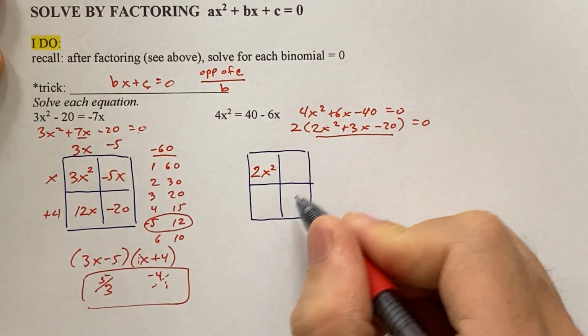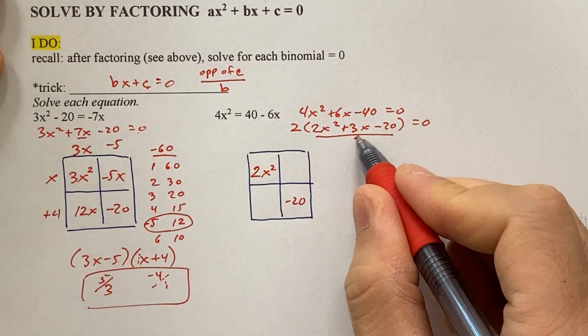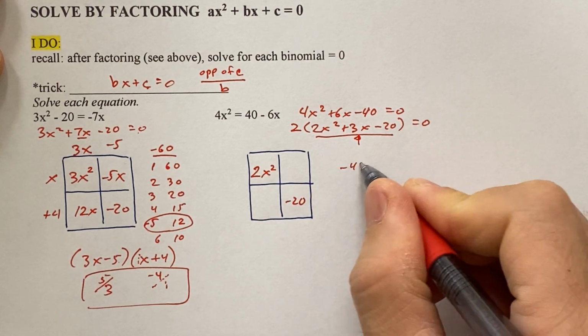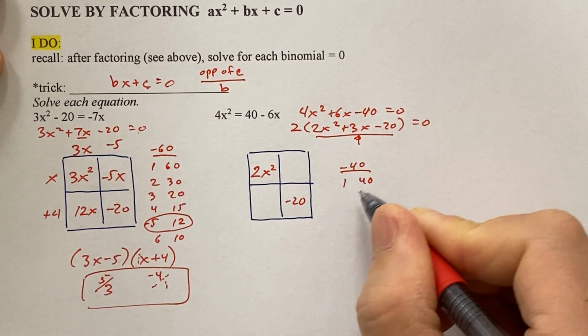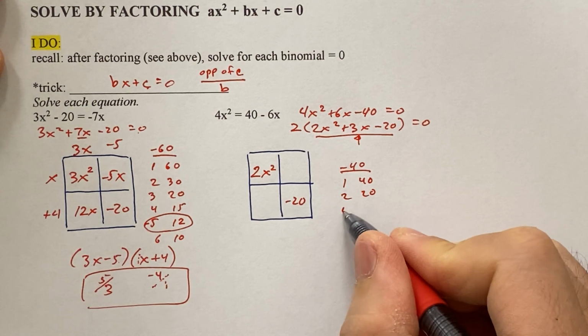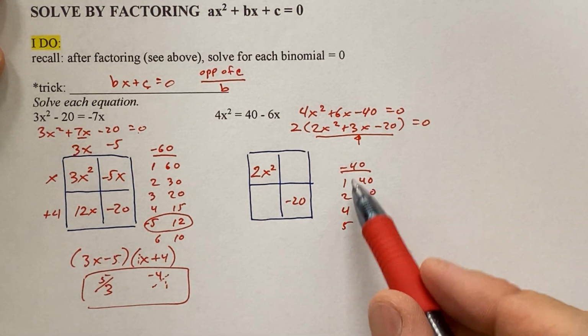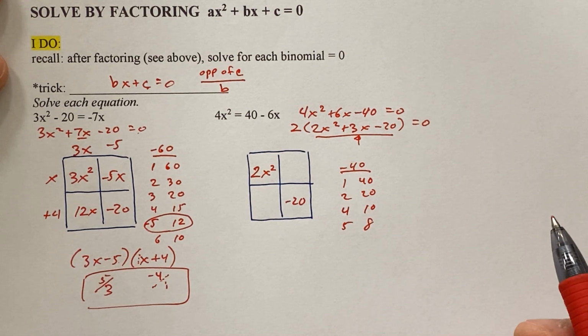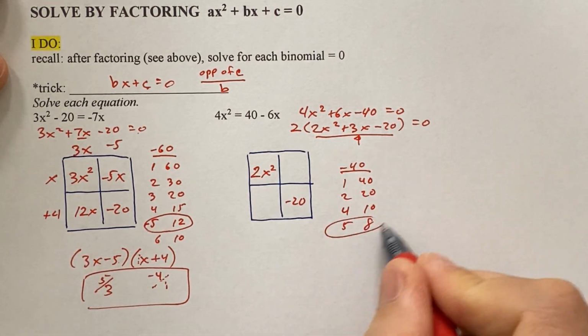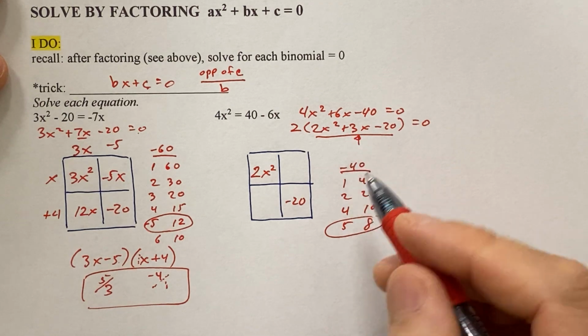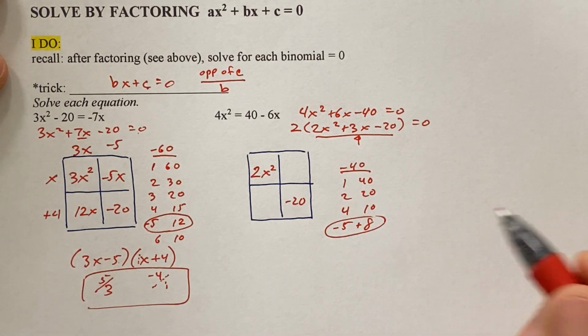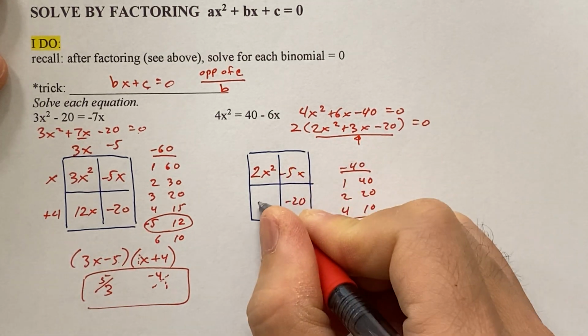I start with my 2x squared, negative 20. Now I'm trying to hit this 3 in the middle. So that gives me negative 40. Again, when you get good, you don't have to list down all the combinations, but I will just because it's good practice, okay? All right, so which one of these combinations added or subtracted could hit that 3 in the middle? This seems like it's the only candidate, and in order to get a positive 3, I need a negative 5 with a positive 8. So negative 5x, positive 8x.